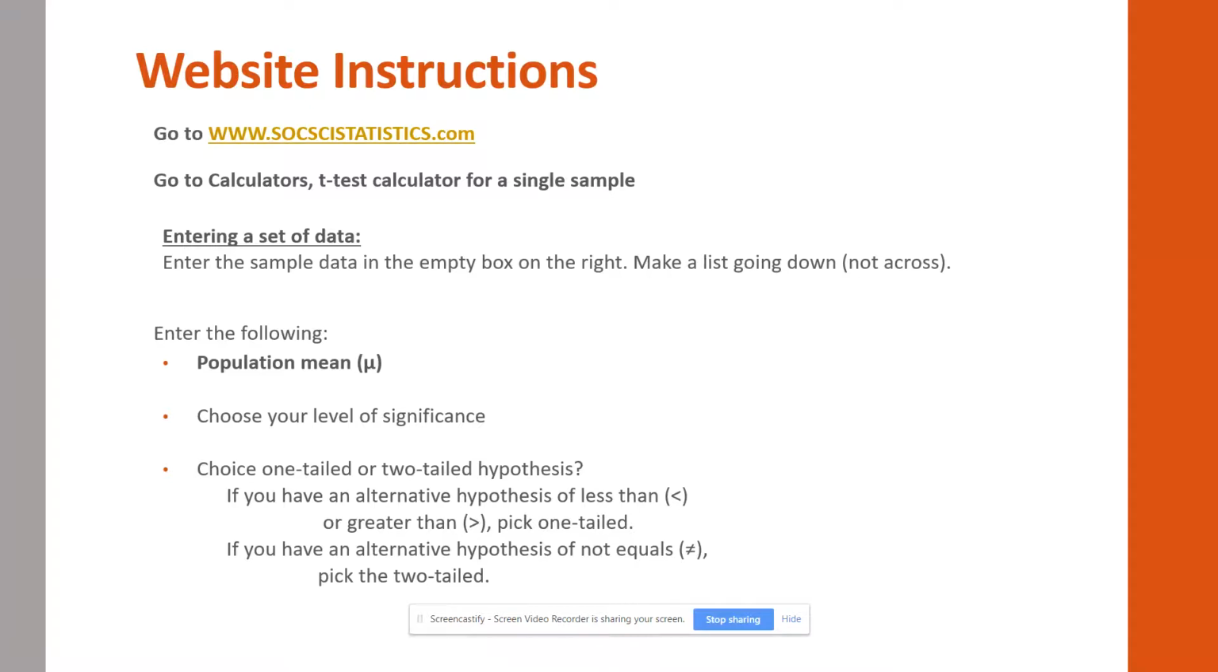Okay. For the website, it's a little bit trickier. So you're going to go to www.socialscistatistics.com, go to the calculators, and you're going to do t-test calculator for single sample. You're going to make sure to enter your data in the sample box. To me, this is kind of easy because it's kind of a no-brainer. All you have to do is enter the sample data and then put your population mean. You choose your level of significance. For us, it's 0.05 for this one. Choose a one-tailed or a two-tailed test. Remember, if it's less than or greater than in your alternative, it's a one-tailed. If it's not equal, it's a two-tailed.